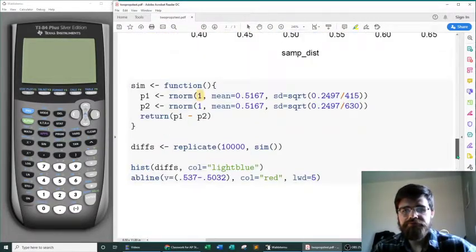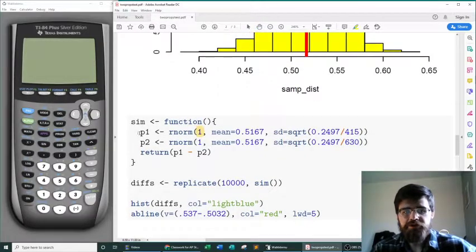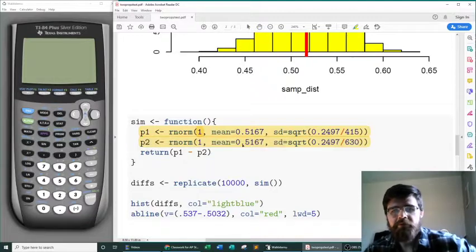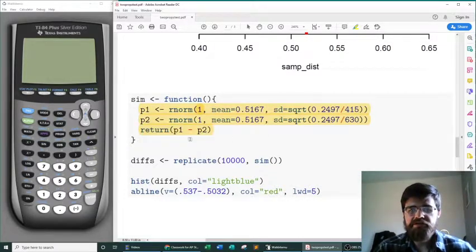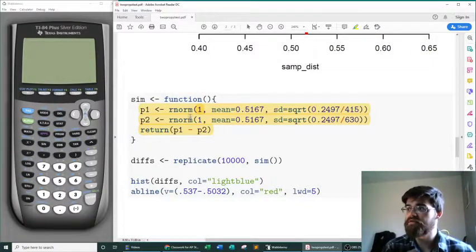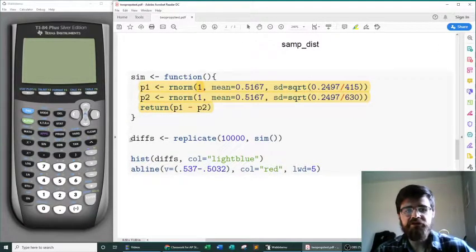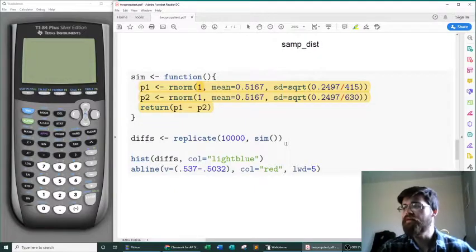Cool. So I'm going to take my first proportion from that sample, and I'm going to take my second proportion from a second sample from the same exact population, and then I'm going to return the difference in those. So I'm going to take a proportion, take a second proportion from the same population, again, assuming that they're the same. So this is under the assumption of the null hypothesis. I'm going to find the difference. And then I'm going to take those differences, I'm going to repeat that 10,000 times.